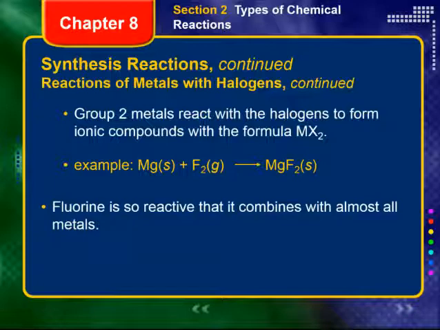Let's look at that with group 2. Group 2 metals, again, are going to form +2, so we're going to need 2 halogens to balance that out for this ionic compound. So my formula here is going to be MX2, with my example being magnesium reacting with a fluorine molecule to make magnesium fluoride. Fluorine here is so reactive that it's going to combine with almost all metals all the time.